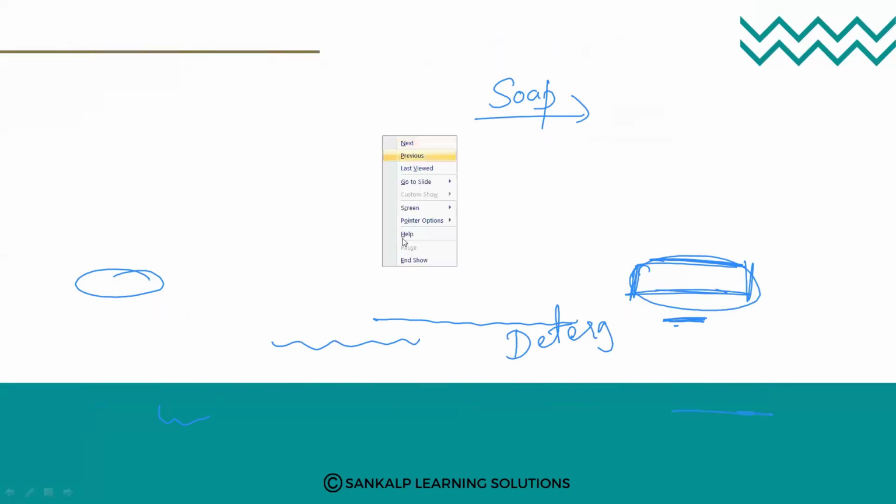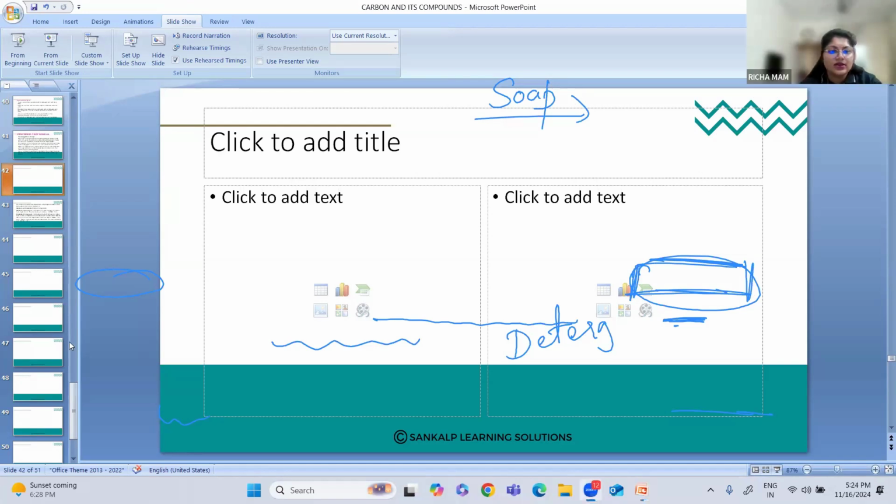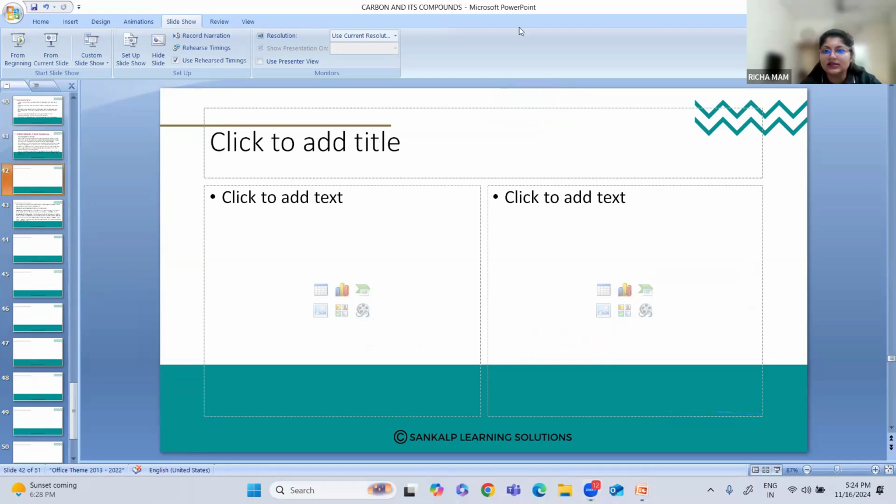I hope this is clear. So this was about the cleansing action of soap and detergents. This completes your chapter, Carbon and its Compounds. These were the things which had to be discussed in this particular chapter. Most of the things, everything, we have discussed.